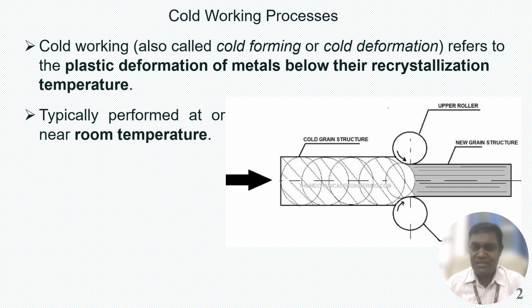Generally, the recrystallization temperature is defined as being in the range of 0.3 to 0.5 times the melting temperature. So this recrystallization temperature changes from metal to metal.